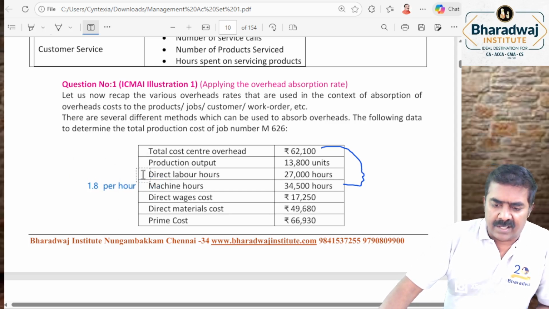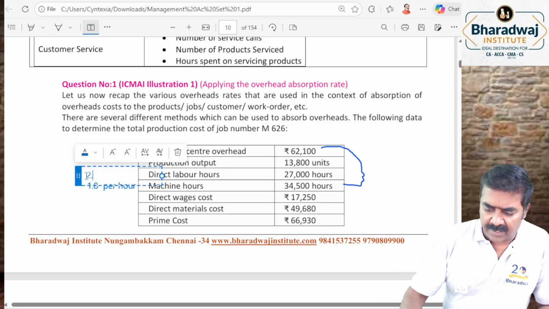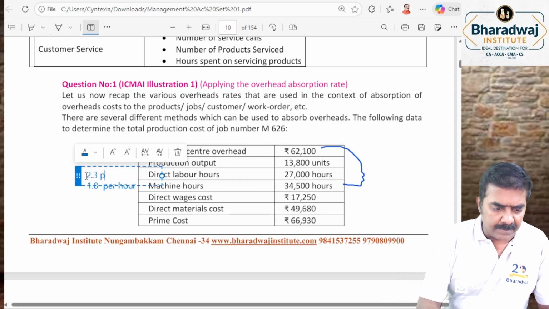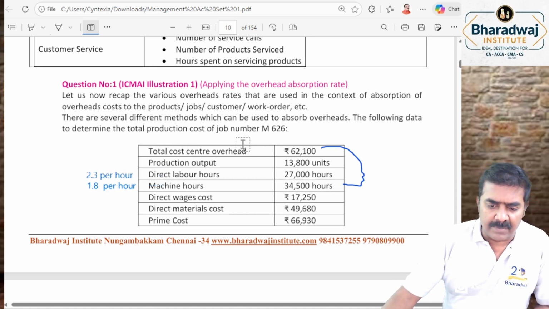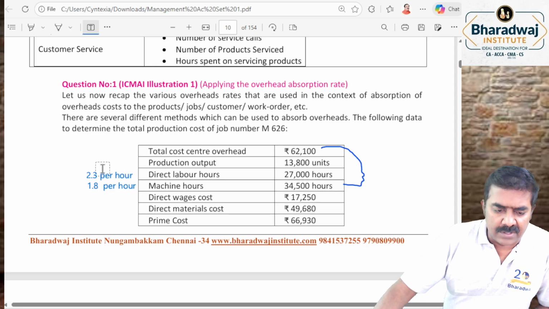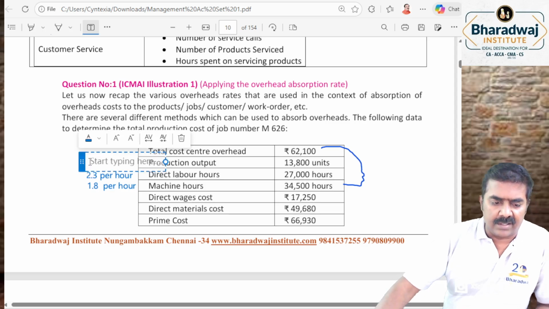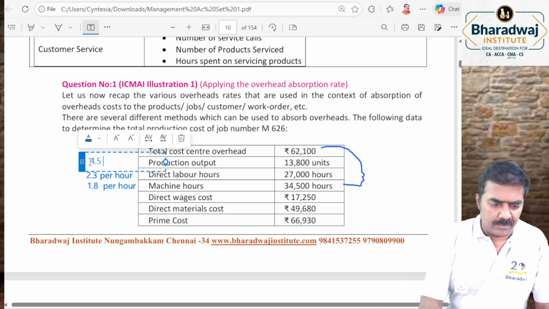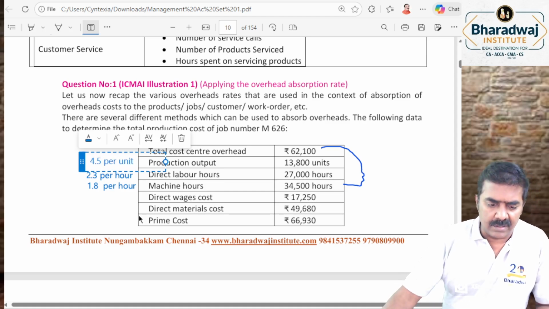Can you work out based on direct labor hours? 62,100 divided by 27,000 is 2.3 per hour. Can you work out based on output? 62,100 divided by 13,800 is 4.5 per unit.